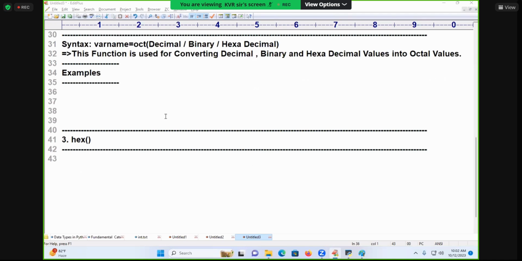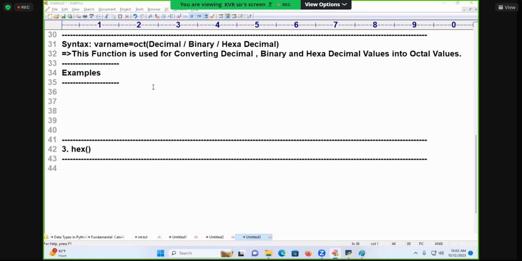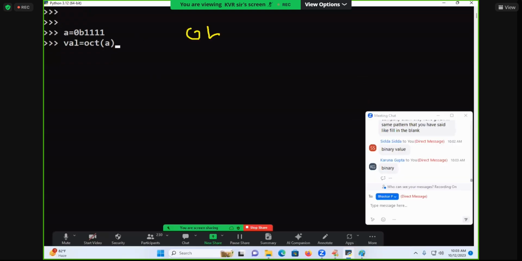Now coming back to the point. Students online, please respond. A is equal to what? 0B111. What is that 0B111? Binary. What is the value in decimal? Good. Value is equal to what? Oct of what? A is 0B111. What conversion do you know? Binary to decimal. What is that value?